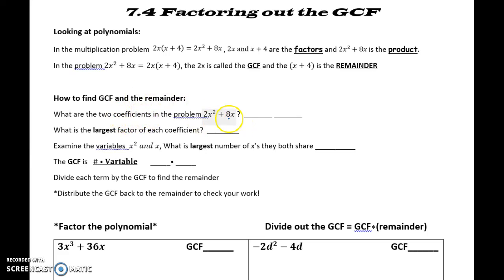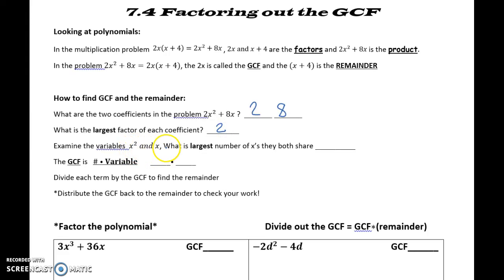So let's work on this problem. What are the two coefficients? Remember, coefficients are the numbers out in front of your x's, or what are being multiplied by your variable. So that's 2 and 8. What is the largest factor of each? So what can both of these be divided by? Well, since 8 can be divided by 2, it actually is 2.